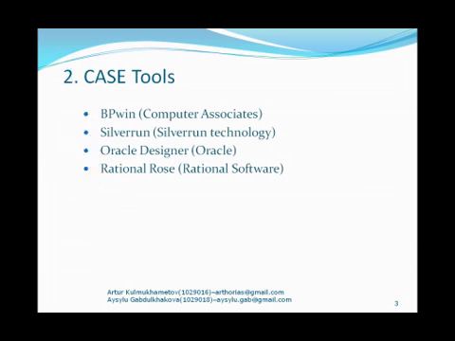Business modeling usually is implemented with CASE tools. Such tools are presented by BPwin, Silverrun, Oracle Designer, Rational Rose, etc. Functional abilities of software tools for structure modeling will be discussed by the example of BPwin.